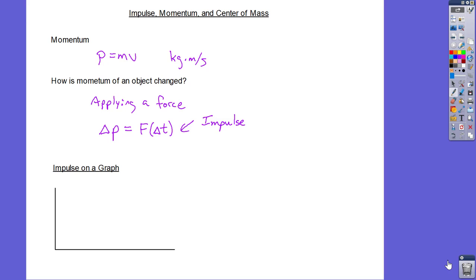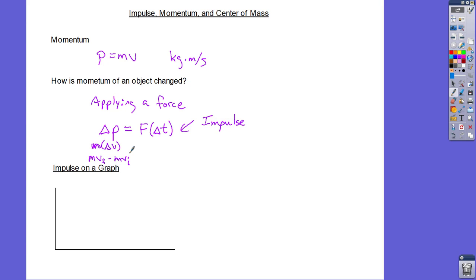Also remember that the left-hand side can be written in several different ways. You can write it as delta p. You could write it as m delta v. You could have m vf minus m vi. All sorts of different ways to write that, but that's the big idea.